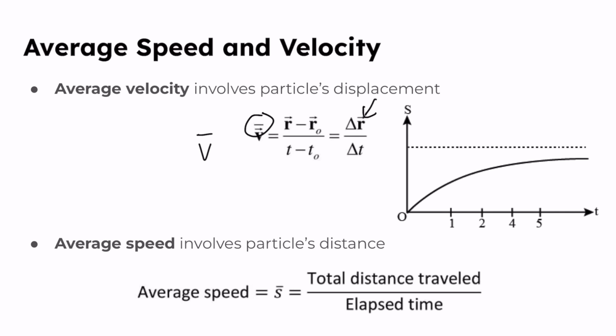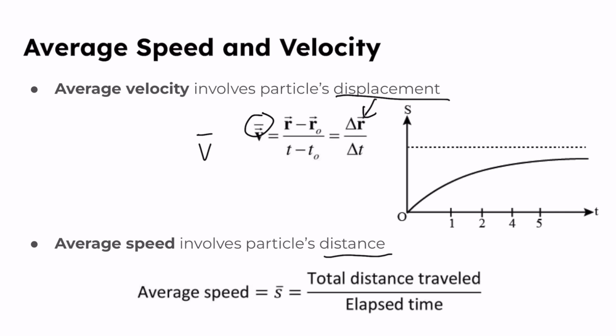And the average speed just involves a particle's distance. Notice how we differentiate between displacement and distance here, because those are two different values. Remember, on the last slide, we talked about how if you ran a lap of 400 meters on a track, you would have 400 meters as your distance, but you would have 0 meters as your displacement. So the average speed is defined as the total distance traveled over the change in time.